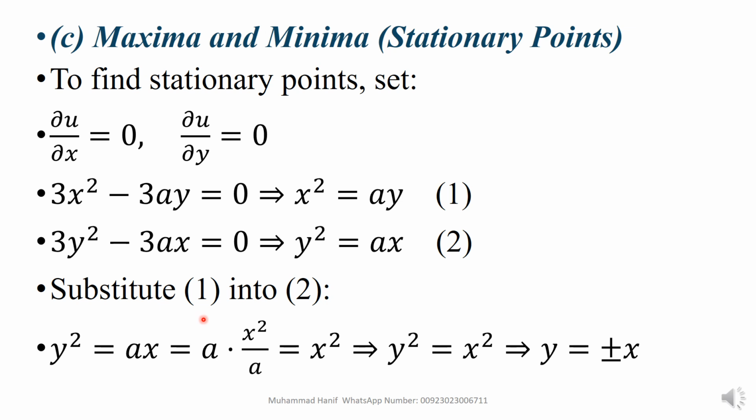Substitute 1 into 2. This is x square equal to ax. Put in the values in this form because we want to find the value of y. Now we put in the values in these terms, then we simplify. After these terms, because of squaring on both sides, we get plus minus sign x.